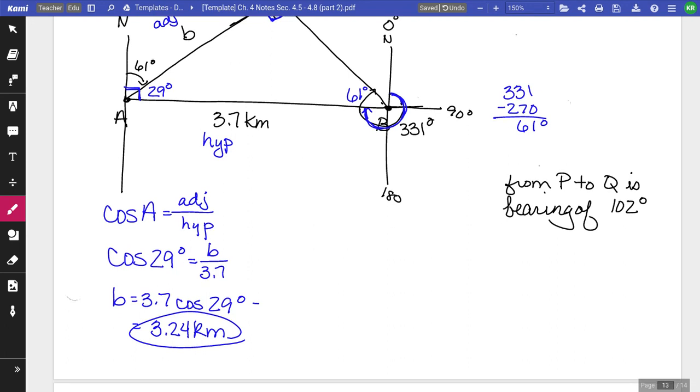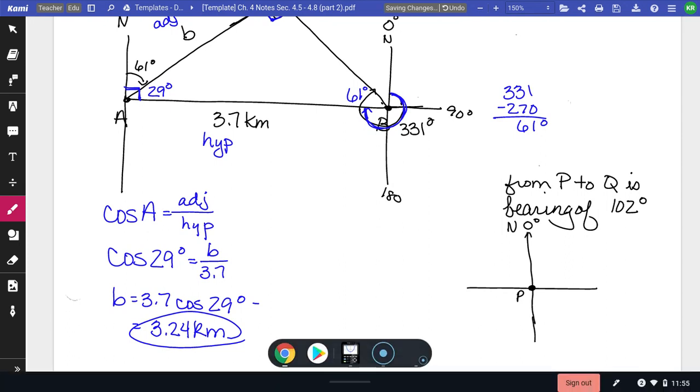Okay, so from point P, you are starting at point P, so that's your origin. So here's P, you got your north, south, east, west. To Q is a bearing of 102 degrees. So remember, north is 0 degrees. So 102 degrees, here's 90 degrees. And so 102 would be about right here. Okay, so from P to Q is a bearing of 102 degrees.